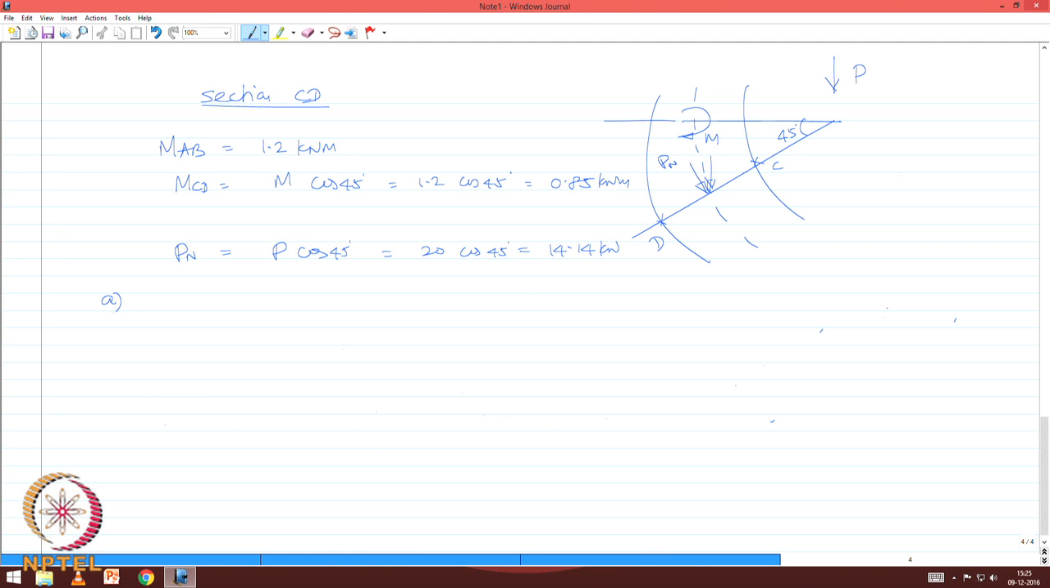Now, let us work out the direct stress, which is minus P by A, which is minus 14.14 into 10 power 3 Newton divided by A, which is 40 into 20. I get minus 17.675 Newton per mm square as compressive.